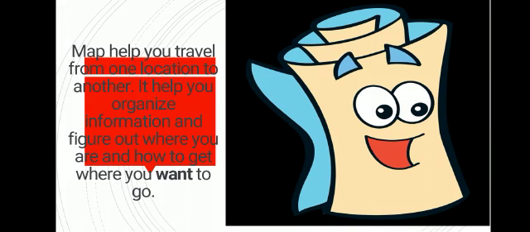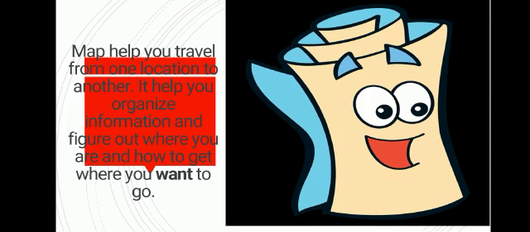We know about map, isn't it? Where is the map? Is it in Dora's bag, isn't it? Why does Dora use a map? You don't know? Okay, now we tell that Dora is using the map because she wants to go from one place to another place. That's why she uses the map.